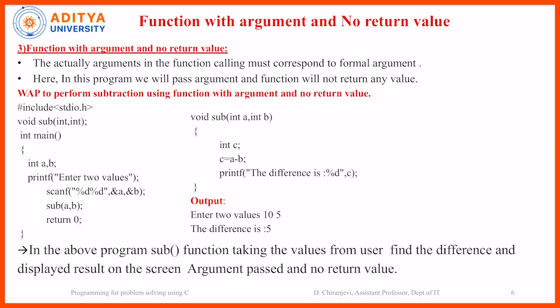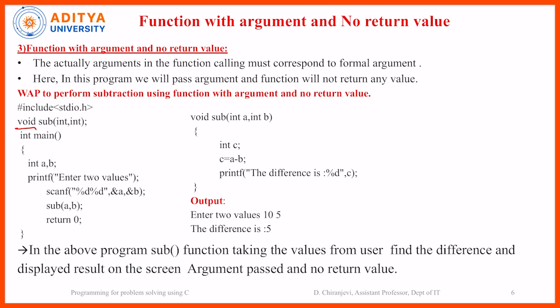The third category is function with argument and no return value. Now what does it mean? Because there is no return value, the function type is void. So that's why the function type is void. What does function with argument and no return type mean? It means the arguments in the function call must correspond to the formal arguments. In this program we will pass arguments to the function, but it will not return any values.